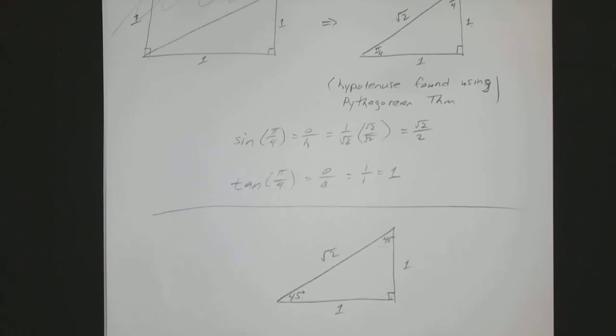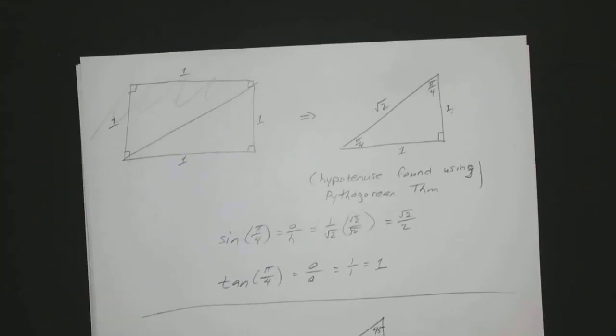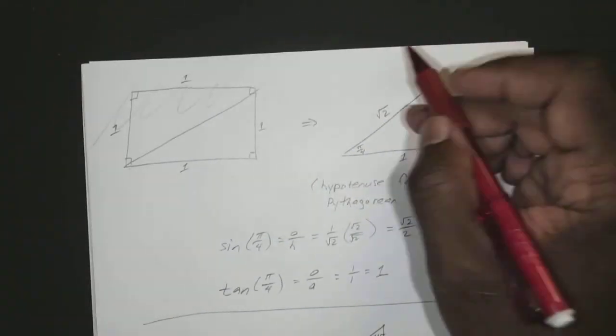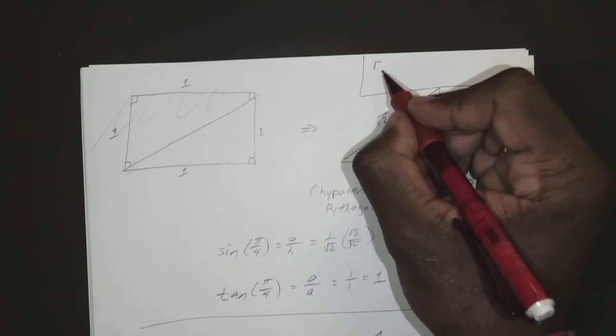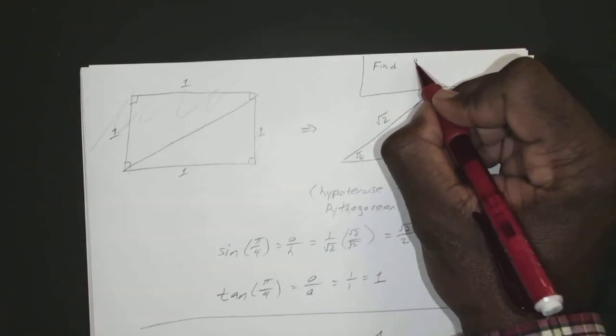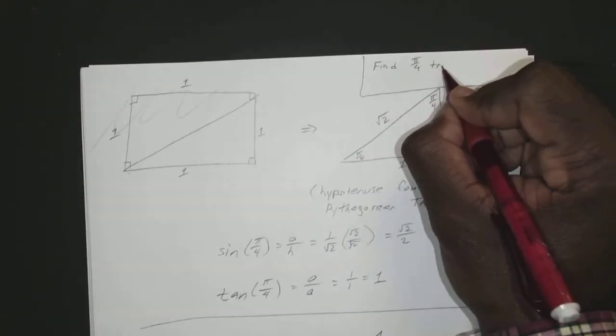All right. So any questions on that one? All right. And this is to find the pi over 4 trig values.